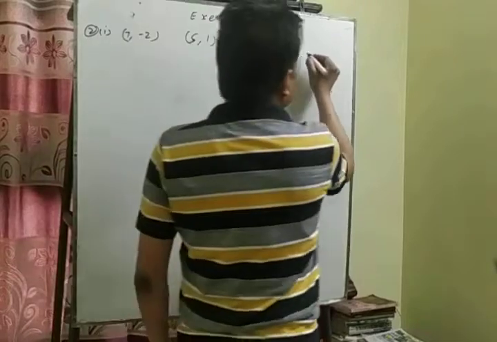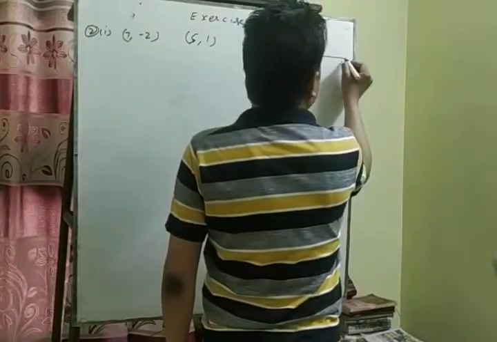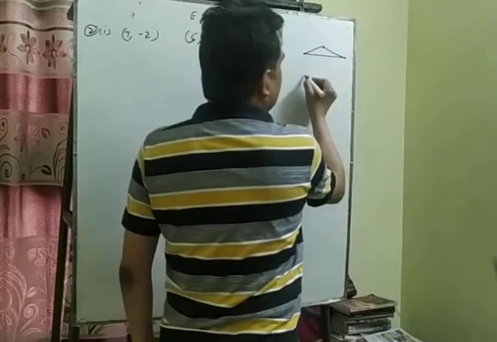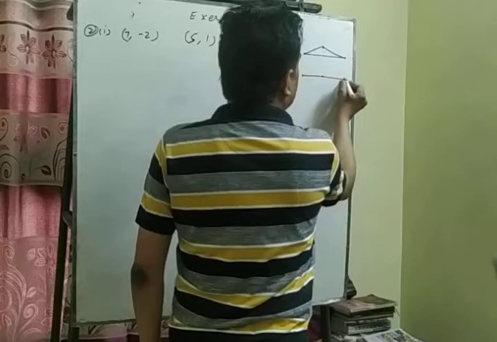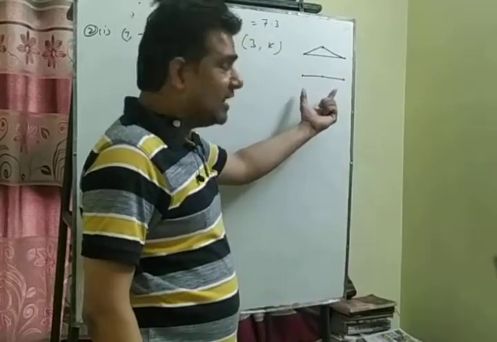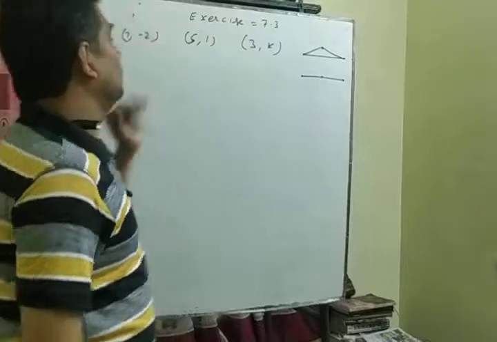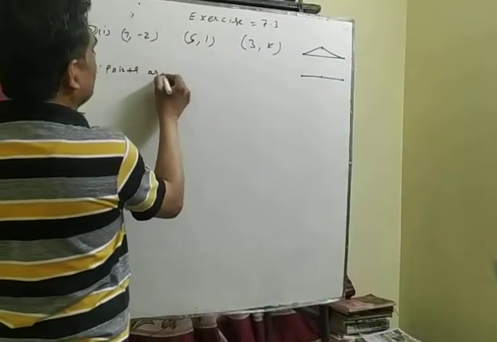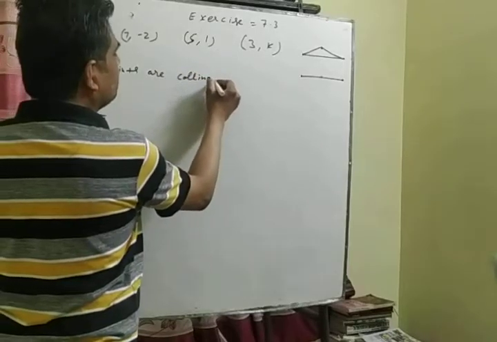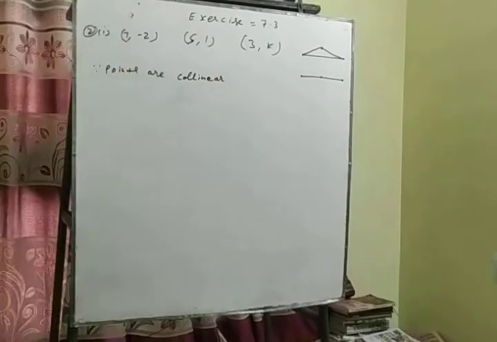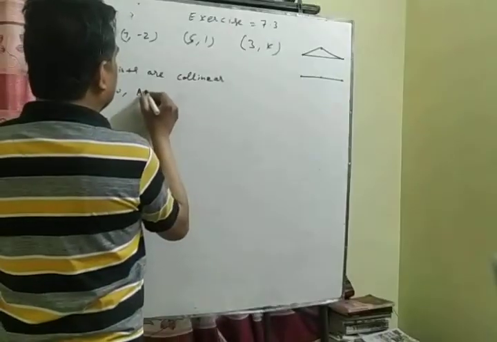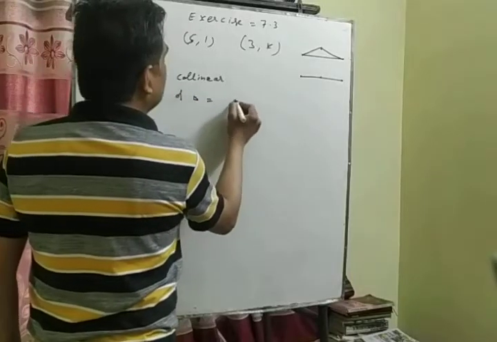If points are collinear, then the area of the triangle is 0. Like if points 1, 2, 3 form a triangle, but if the points are on a line, then this is like a triangle but the area of this triangle is 0, because the points are collinear. So the area of the triangle is equal to 0.